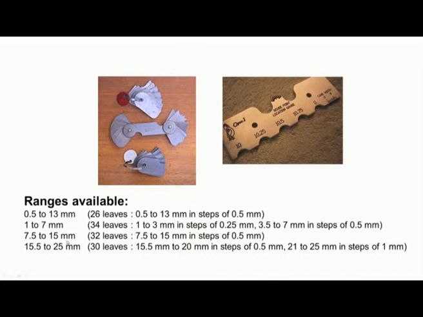from 7.5 to 15 millimeter 32 leaves are available, 7.5 to 15 mm in steps of 0.5 mm, and then 15.5 to 25 mm, totally 30 leaves will be available. 15.5 mm to 20 mm in steps of 0.5 mm measurement is possible, 21 to 25 mm in steps of 1 mm measurement is possible. Now, let us conduct an experiment to learn how we can use radius gauge for measuring the radius.